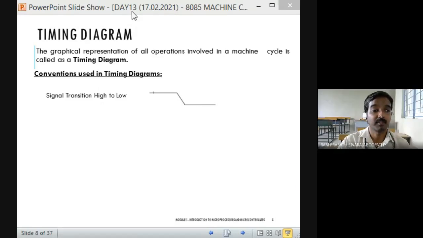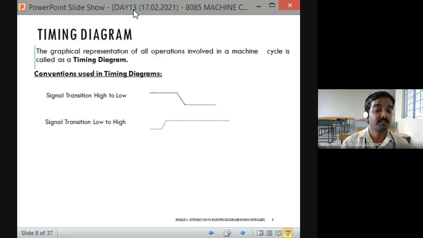Fine. Similarly, the signal transition from low to high can be termed a rising edge or positive edge. The signal is changing from logic low to logic high. See, in this way it can be represented in the timing diagram. The signal is changing from one state to another, either from 1 to 0 or 0 to 1, and it should be mentioned like this in the diagram.